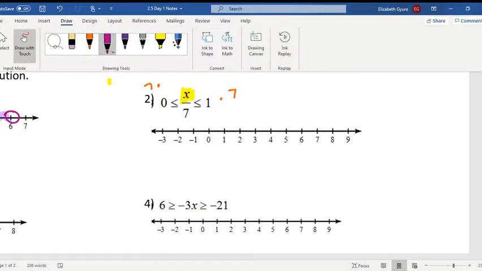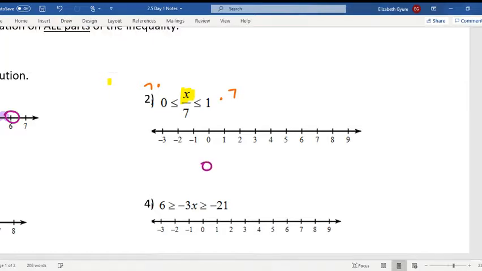What's 0 times 7? 0, and then just drop down your less than or equal to symbol. Your x, the 7's in the middle will cancel, so you just have x in the middle. And then drop down your less than or equal to symbol, and then what's 1 times 7? 7. You writing this down, Corey? Or not Corey? Bailey? Okay.